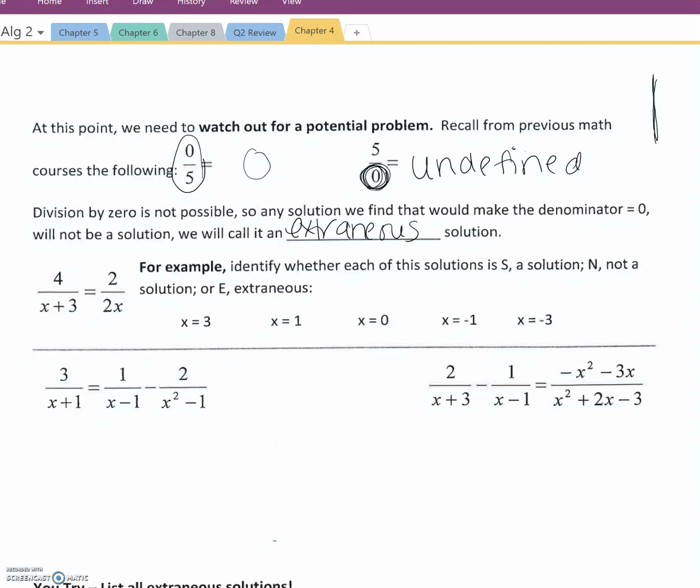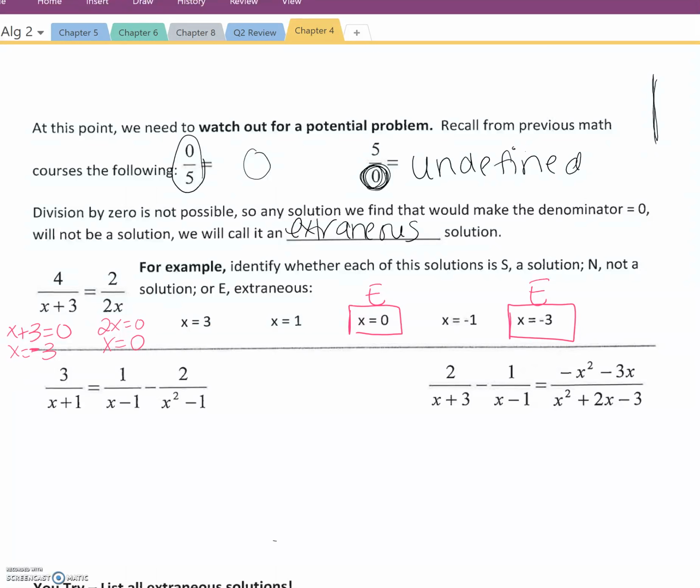So I sit here and I say, hey self, when does x plus 3 equal 0? Well, I know that x plus 3 equals 0 when x equals negative 3. And then I ask, when does 2x equal 0? In this case, x would equal 0. So our extraneous solutions are x equals negative 3 and x equals 0. The question also wants you to say which ones are solutions and which ones are not solutions. So all you have to do is take these numbers and substitute them in.